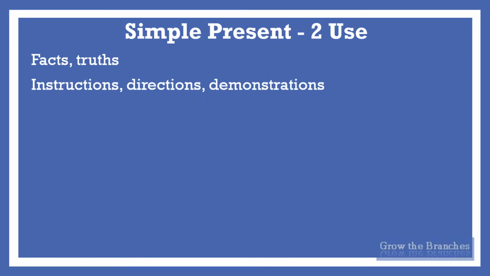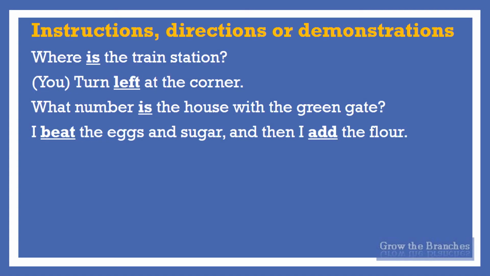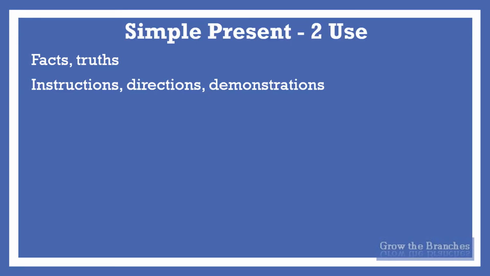It is used for giving instructions, directions or demonstrations. Where is the train station? Turn left at the corner. What number is the house with the green gate? Or nowadays, many recipe demonstrations, especially on TV, say for example, I beat the eggs and sugar and then I add the flour. Instructions, directions or demonstrations.